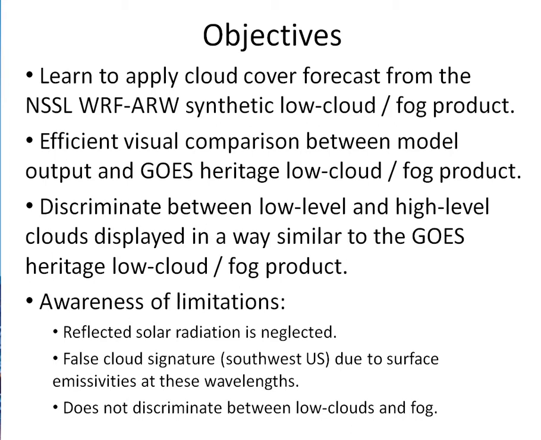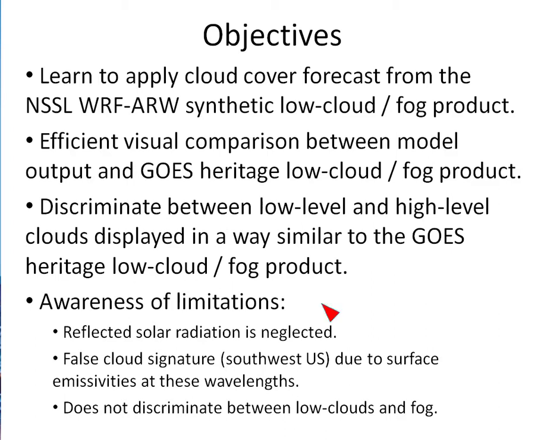What are our learning objectives? Well, we want to learn to apply cloud cover forecasts from the NSSL WRF ARW synthetic low cloud and fog product. This is an efficient visual comparison between model output and the GOES Heritage Low Cloud and Fog product. This can discriminate between low-level and high-level clouds, displayed in a way that's similar to the GOES Heritage Low Cloud and Fog product. The only big difference is that we're looking at forecast output from a model rather than an analysis, which is what the GOES Heritage Low Cloud and Fog product is.